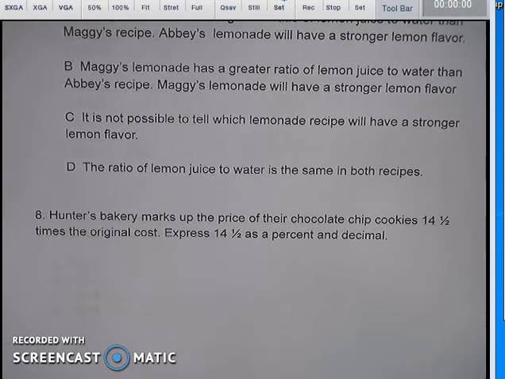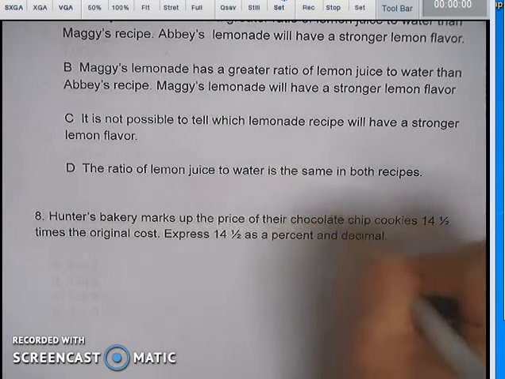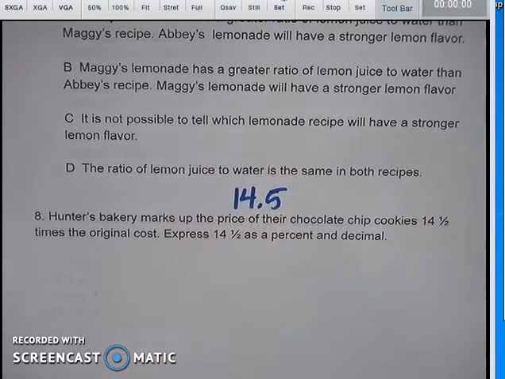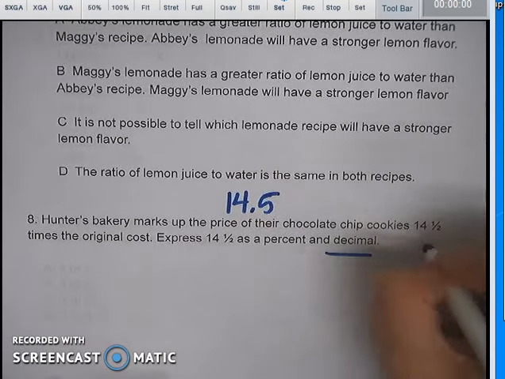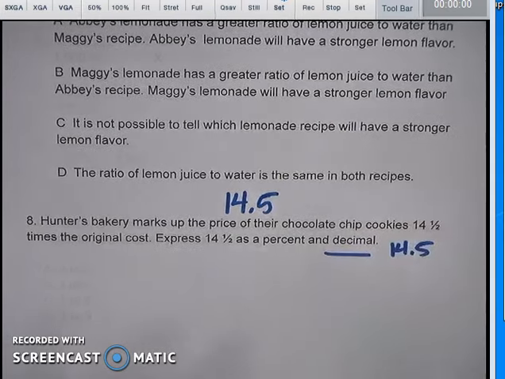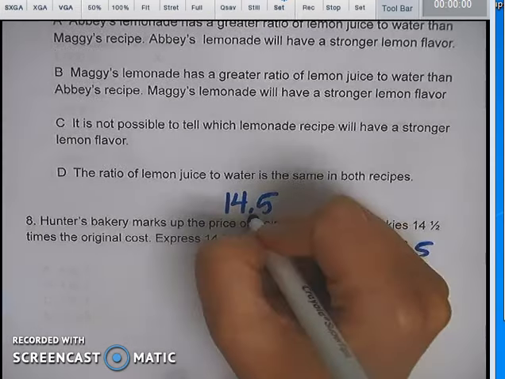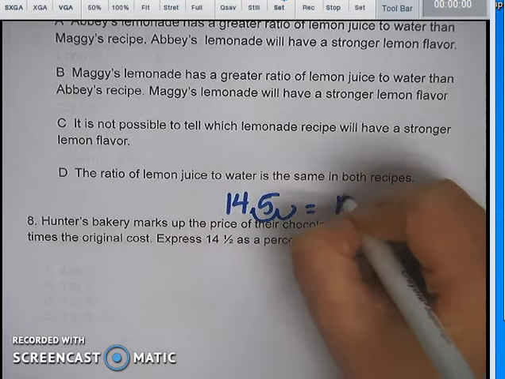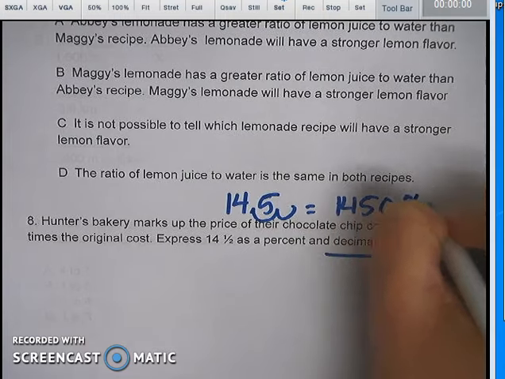Hunter's Bakery marks up the price of their chocolate chip cookies 14.5 times the original cost. Express 14.5 as a percent and a decimal. Well, this is easy. That's how you write 14.5 as a decimal. To change a decimal to a percent, you move the decimal 2 places to the right. 1, 2. And you're done.